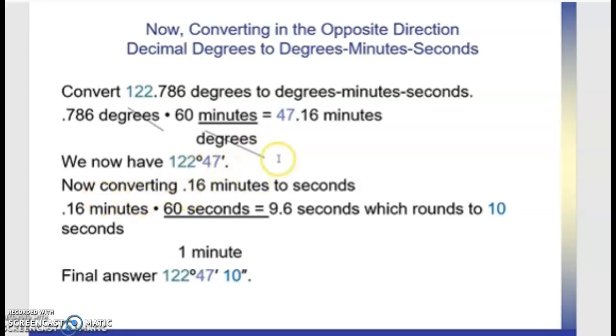So now we have to convert the 0.16 minutes to seconds. That's not a full minute, so it has to be converted to seconds. So 0.16 minutes times the unit fact that 60 seconds make a minute. Minutes will cross cancel out, leaving us with 9.6 seconds. 9.6, of course, rounds to 10. So a final answer, 122 degrees, 47 minutes, and 10 seconds.